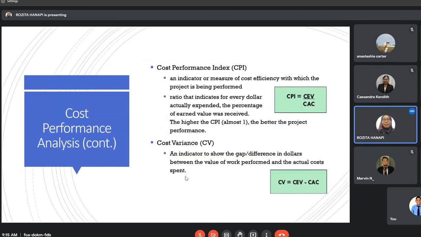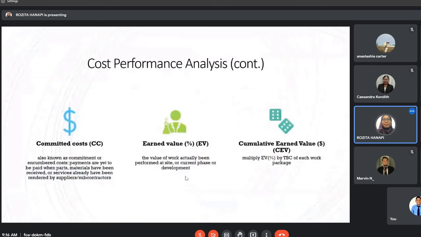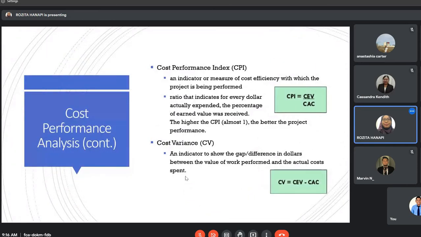Okay, so this one is the same as the previous one. Okay, same things. It is an indicator or measure of cost efficiency with which the project is being performed. And the ratio indicates that for every dollar actually expended, the percentage of earned value was received. The higher the CPI, okay, almost 1, the better the project performance. If the CPI is less than 1, meaning that the performance of the project is not good.